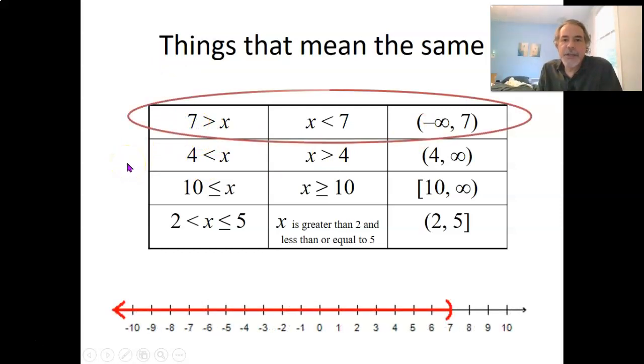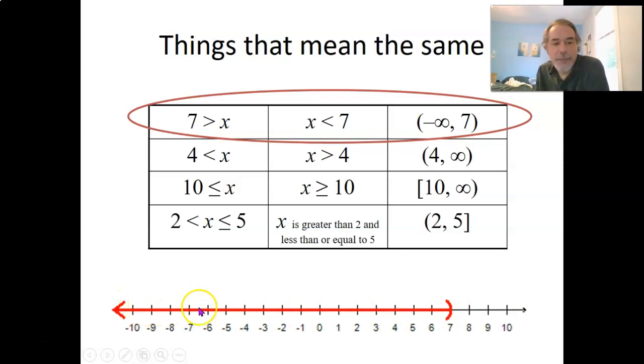Here's some examples of things that mean the same thing. 7 is greater than X means the same as X is less than 7. Either way, X is on the small side and 7 is on the big side. So X could stand for any number over here on the small side of 7. Could be 6, could be 0, could be negative 10, could be something like 6.5 or 6.9. But can't be 7, can't be anything bigger than 7. X has to be any of these numbers that are less than 7.